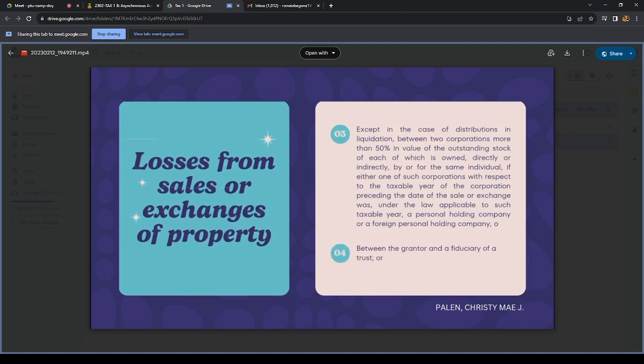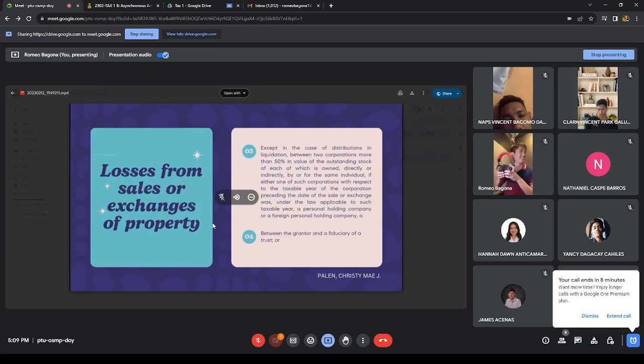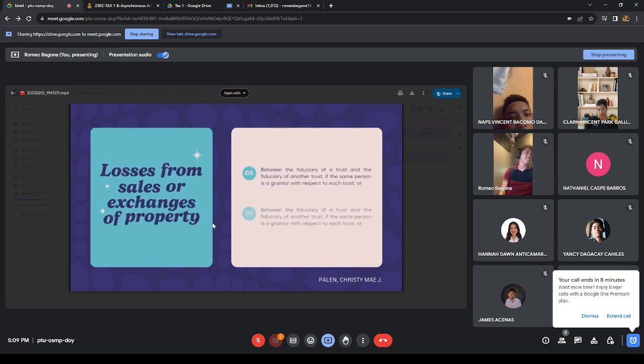Except in the case of distributions and liquidation between two corporations more than 50% in value of the outstanding stock of each of which is owned, directly or indirectly, by or for the same individual, if either one of such corporations, with respect to the taxable year of the corporation preceding the date of the sale or exchange, was, under the law applicable to such taxable year, a personal holding company or a foreign personal holding company, or between the grantor and a fiduciary of a trust. Between the fiduciary of a trust and the fiduciary of another trust, if the same person is a grantor with respect to each trust, or between a fiduciary of a trust and a beneficiary of such trust.